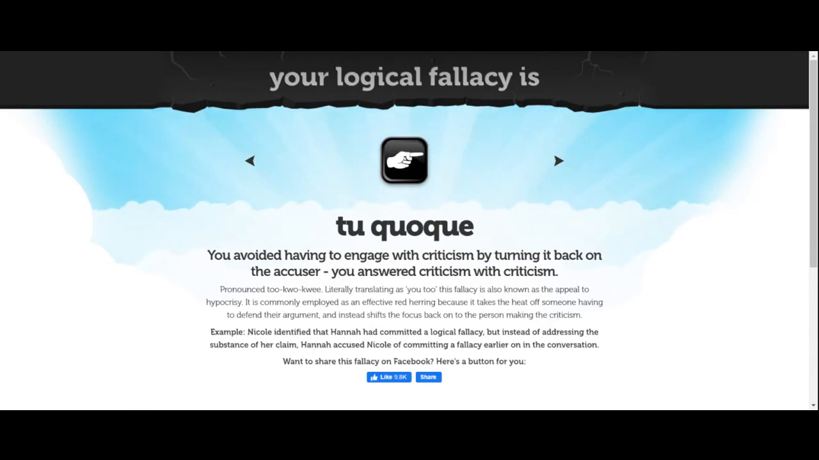So if you take a look at the example here, Nicole identified that Hannah had committed a logical fallacy, but instead of addressing the substance of her claim, Hannah accused Nicole of committing a fallacy earlier on in the conversation. So we're not engaging with the actual argument, we're actually saying, you did it yourself, so why are you looking at me? That's not an approach to take.